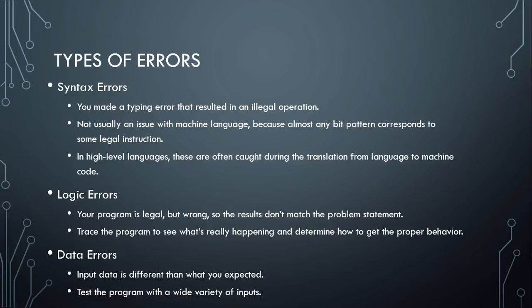And lastly, we have data errors. This is where the input data is different than what you expected. So often the best thing to do is test the program with a wide variety of inputs. For example, if someone says, please enter a number, and someone decides to be smart and they press the letter A. Well, generally speaking, when we think about decimal, unless you're working with hex, the letter A is not a number. It's a character. So if you try to push A through and it says please enter a number, then you want to add, multiply, divide, whatever, with that number, and now you can't. That's because it's the wrong input.